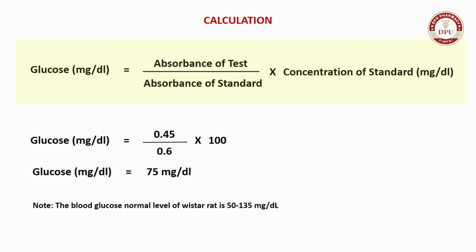So we can conclude from our result that the Wistar rat is having normal glucose levels.